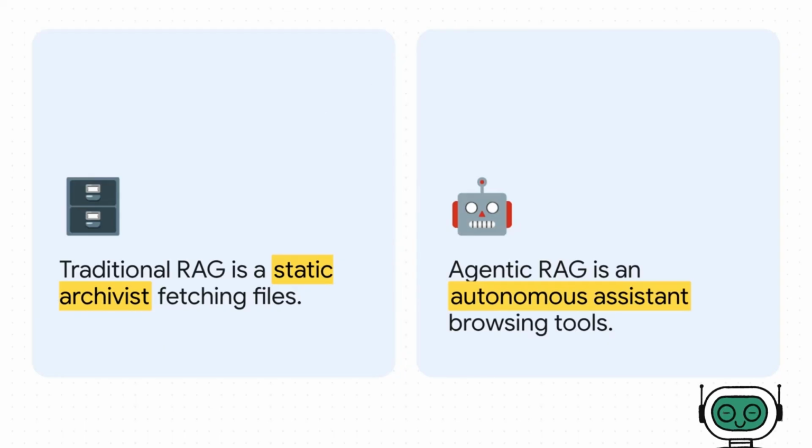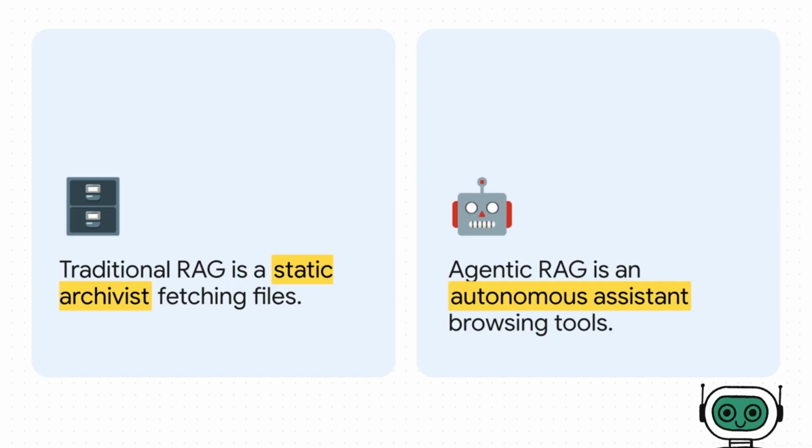Let's think about it this way. Imagine traditional RAG as a highly efficient but entirely static archivist. You ask a question, and the archivist goes to a very specific filing cabinet, pulls out a file, and reads it back to you. But if the answer isn't in that specific file, they just shrug. They honestly don't know. They are incredibly good at finding exactly what they're told to find, but they have absolutely zero ability to pivot.